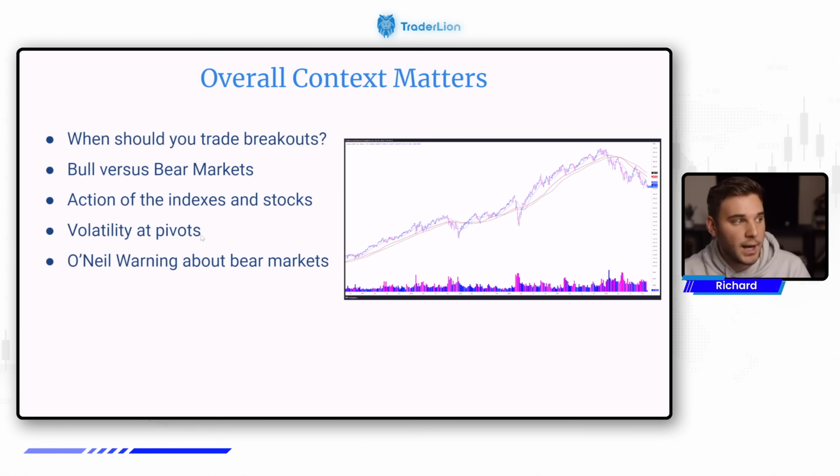Additionally, you want to look at how stocks have been acting at pivots. A pivot is basically the spot, the line of least resistance, where we want to see a strong breakout through that level. And if a lot of stocks are failing at those pivots, it's probably not a good idea to be buying breakouts until they actually start working. So wait and be patient until the overall conditions improve.